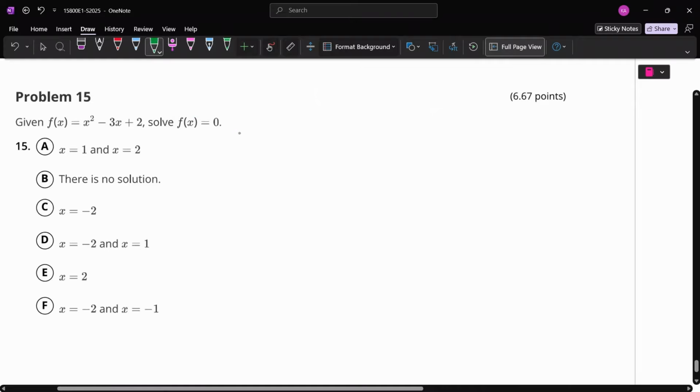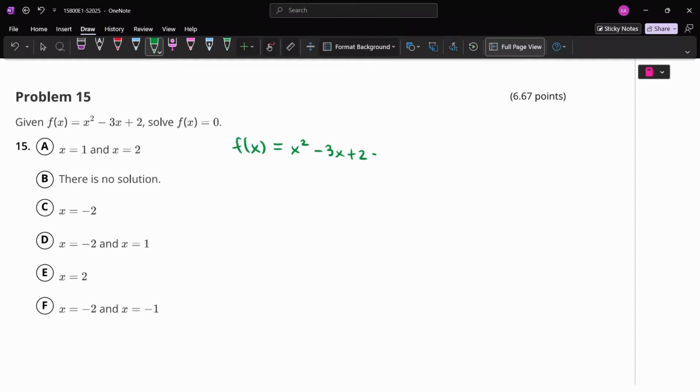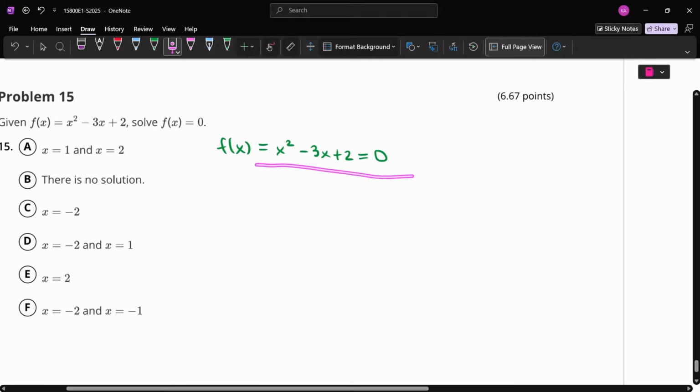So the first thing I'm going to do is write it out. So we've got f of x is equal to x squared minus 3x plus 2 is equal to 0. So we need to find the values of x that satisfy this equation. So values of x that, when you plug them into this, we're going to end up with 0.